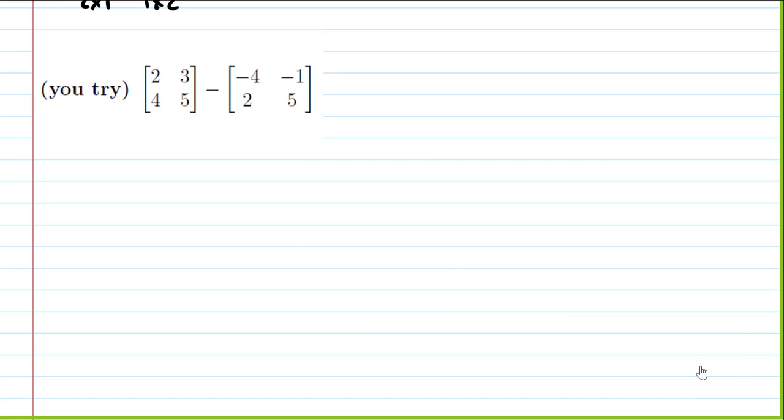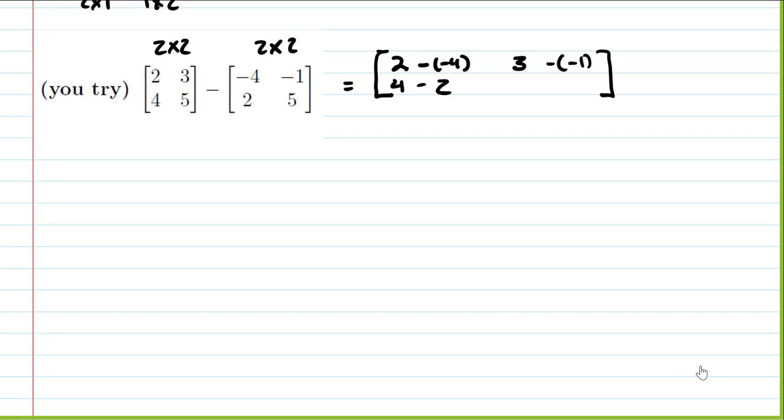All right, so this matrix subtraction will work because they're both 2 by 2 matrices. So we're going to have 2 minus a minus 4, 3 minus a minus 1, 4 minus 2, and lastly, 5 minus 5. And then we simplify. Minus minus is plus. 2 plus 4 is 6. 3 plus 1 is 4. 4 take away 2 is 2, and 5 take away 5 is 0. So we end up with the matrix with row 6, 4, and row 2, 0.